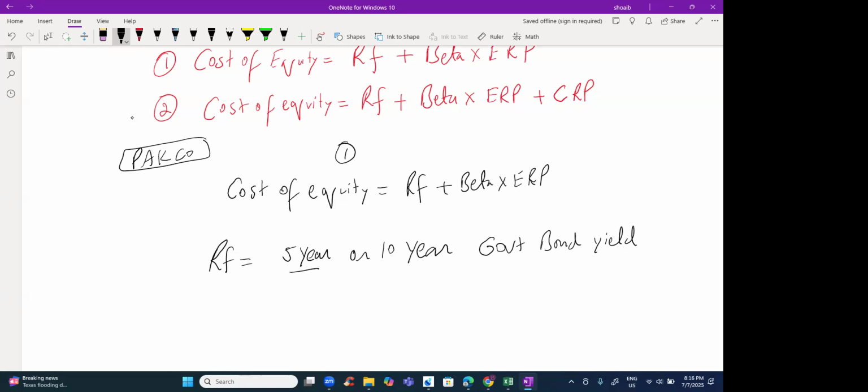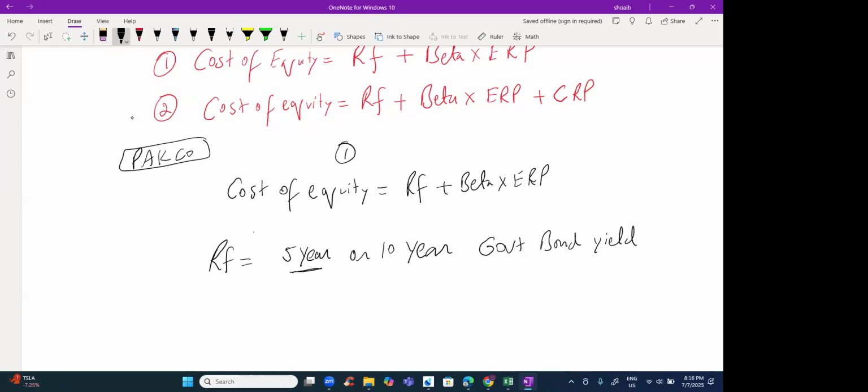So why 5 years? If your project has a life of 5 years, then you should take the risk-free rate of the 5-year government bond. If your project is long term, more than 5 years, 10 years, then you can take the 10-year government bond yield. However, the 20-year or 30-year government bond yield is not that active in our country. In the US, the 20-year bond is also active. But normally you can use the 5-year or 10-year government bond yield.